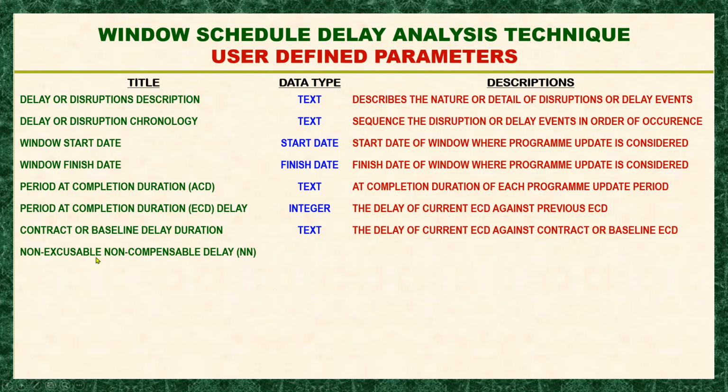When we say non-excusable and non-compensable, the example of that is when a contractor's efficiency on the work is not good enough, or it's really bad, and it causes the project to get delayed. That means they are not excused. And of course, when they are not excused, they are not entitled to compensation. That is the meaning of non-excusable and non-compensable. Okay.